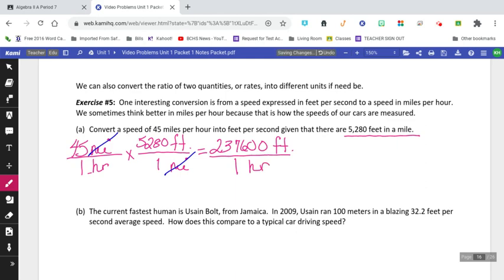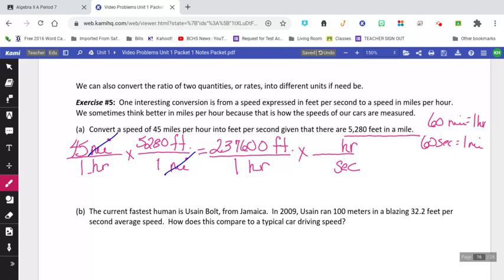Okay? We want to now change the hours to seconds. So we're going to multiply by another conversion factor. Now, this is the first time we're trying to get rid of something that's on the bottom, the hours. So that means hours have to go on top. Seconds will go on the bottom. Now, here's where I'm going to give you a conversion. Hopefully, we all know that there are 60 minutes in 1 hour, and there are 60 seconds in 1 minute.